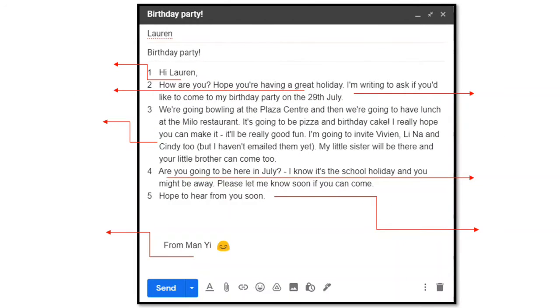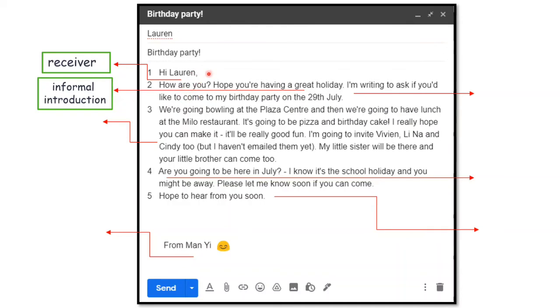In the invitation letter, there are some parts. The first one, "Hi Lauren." Here, you need to mention the receiver, to whom the letter will be addressed. And then the second one, "How are you? Hope you're having a great holiday." Here you give the informal introduction.